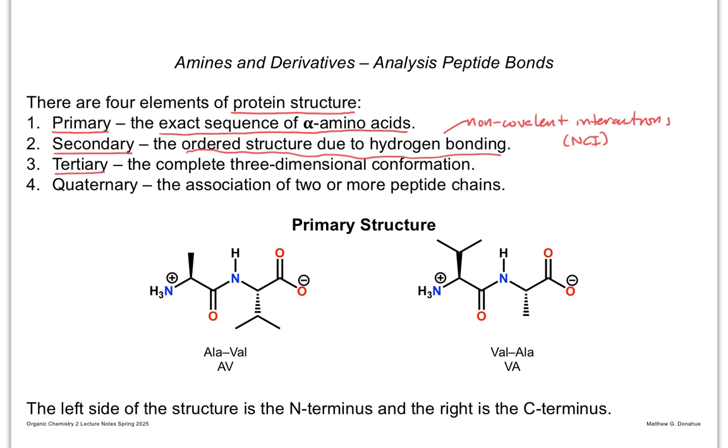The tertiary structure is the complete 3-dimensional conformation. So based on the primary and secondary structures, how does that give rise to the overall conformation? What does it look like? There are different shapes that can occur. And quaternary structure is the association of 2 or more peptide chains. So again, as we're reading this, we read from left to right, so from the N to the C terminus.